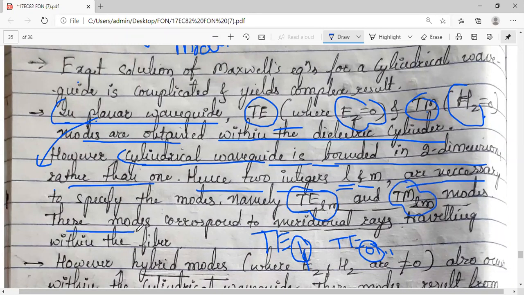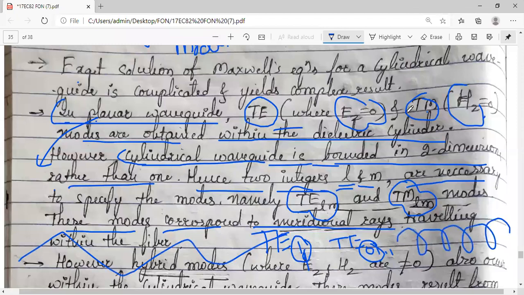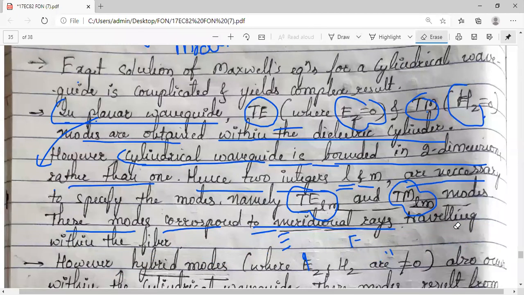These modes, whatever we have dealt with, all correspond to meridional rays. We know that basically there are two different types of rays. One is meridional, the other one is skew rays. We have studied both briefly. Meridional rays undergo total internal reflection inside the waveguide as they propagate, with a long series of TIRs occurring as the wave propagates. However, skew rays travel in a helical manner. So whatever modes I'm talking about, TE LM, TM LM, these modes correspond to meridional rays.